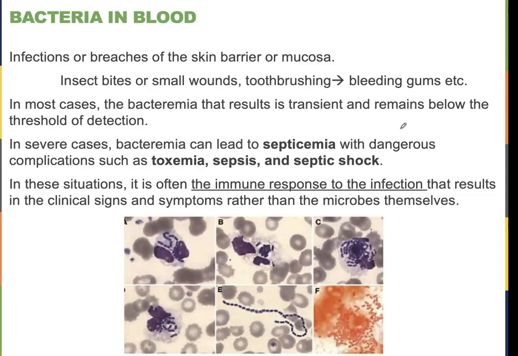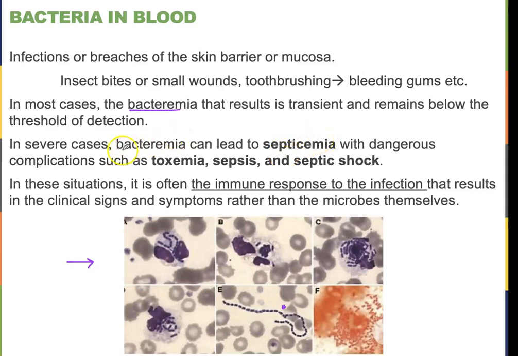Okay, so bacteria in the blood, we have lots of examples down here of different kinds of bacteria in blood. We can see rod-shaped, and I think this is a coccus. So the way we get bacteria in the blood is that some kind of breach of our skin or mucous membrane, right? So this can be anything: insect bites, wounds, toothbrushing, anything that causes bleeding, you can get a chance of bacteria in the blood. However, if you do get a little bit of bacteria in the blood, it's most of the time so little that your immune system can take care of it right away. So in most cases, the bacteremia is transient and the levels remain low.